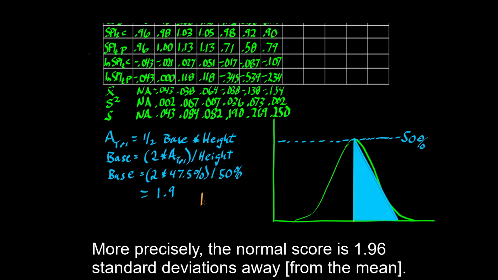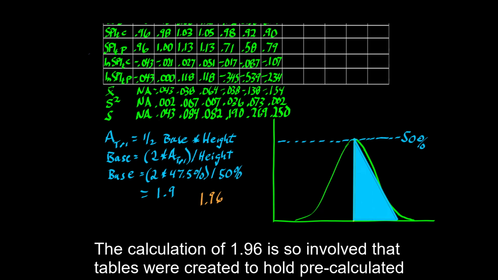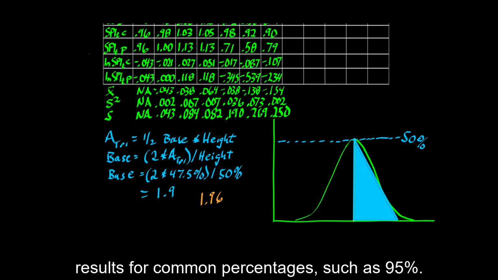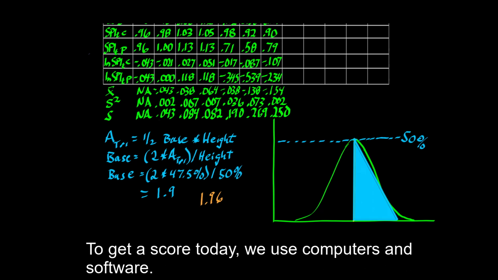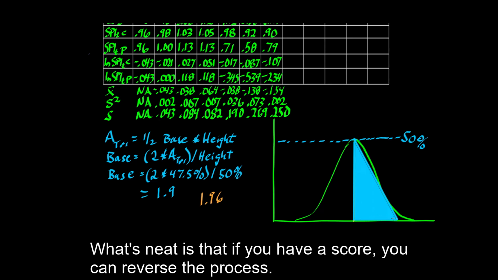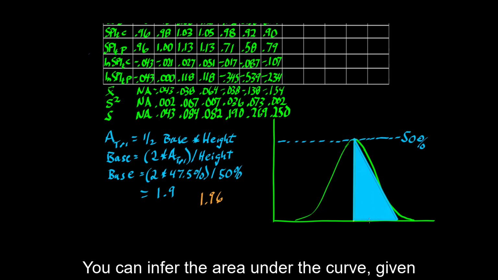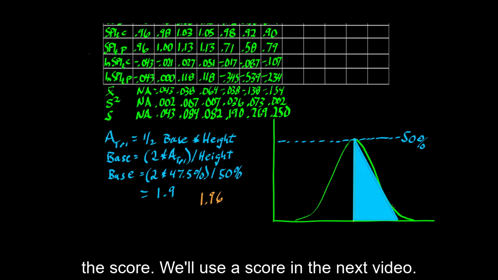More precisely, the normal score is 1.96 standard deviations away. The calculation of 1.96 is so involved that tables were created to hold pre-calculated results for common percentages such as 95%. To get a score today, we use computers and software. What's neat is that if you have a score, you can reverse the process. You can infer the area under the curve given the score. We'll use a score in the next video.